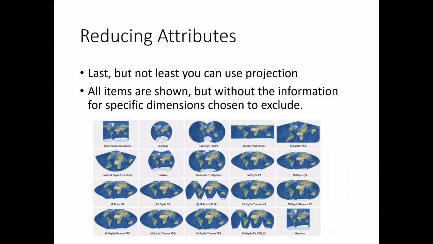And another way of reducing attributes is using projection. So this is most common in geometric applications. All the items are shown, but without the information for specific dimensions that we choose to exclude. For instance, the shadow of an object on the wall or floor is a projection of 3D to 2D. When you're looking at your shadow, you're probably also familiar with different map projections, including the most common Mercator projection.